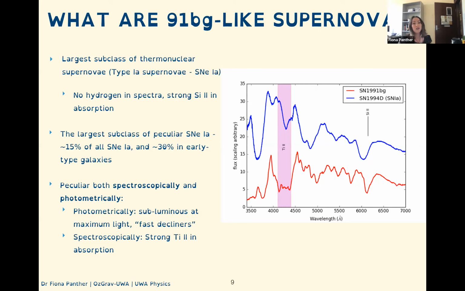So these are the largest subclass of peculiar type Ias. They're 15% of all type Ias. But if you restrict that analysis to just looking at early type galaxies, ellipticals, they're about 30%. And they're spectroscopically and photometrically peculiar. So they're subluminous, they fade very, very quickly, and they're not standardizable. And they have very strong titanium-II absorption, which is that pink band down there.